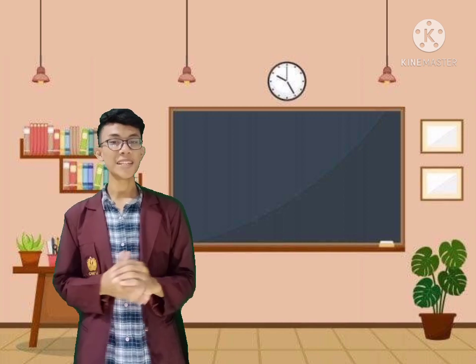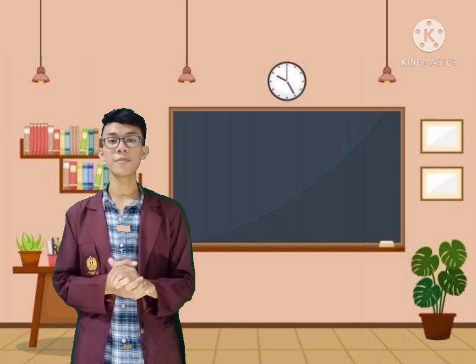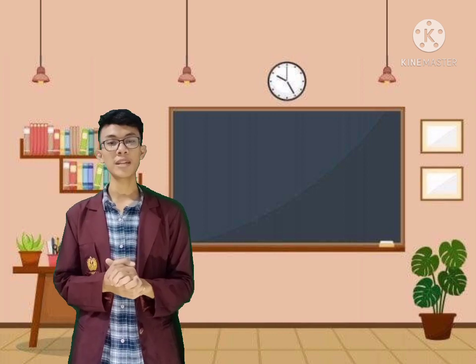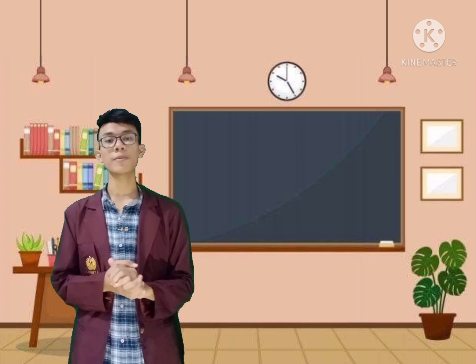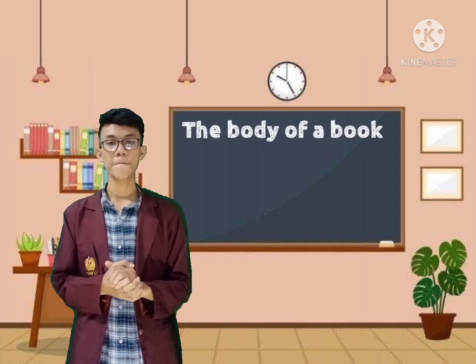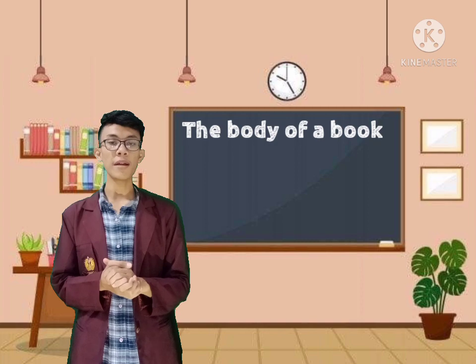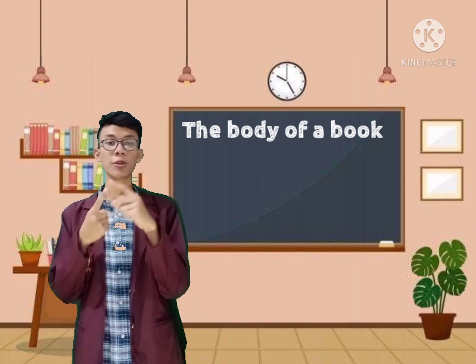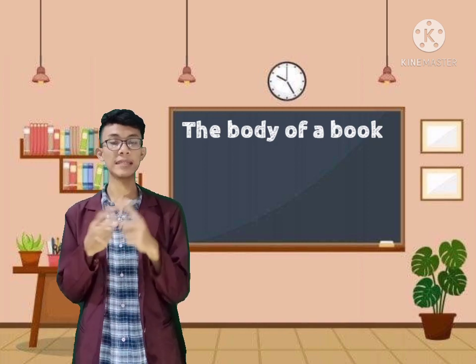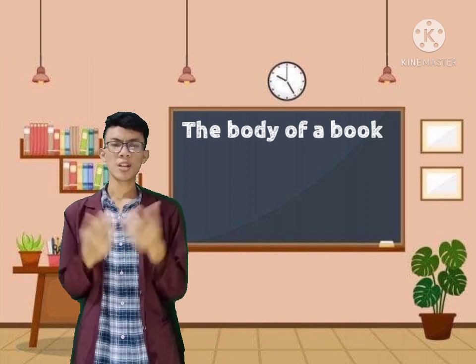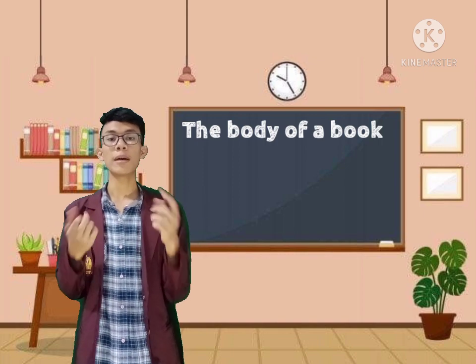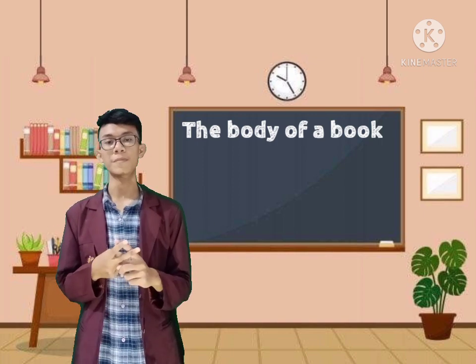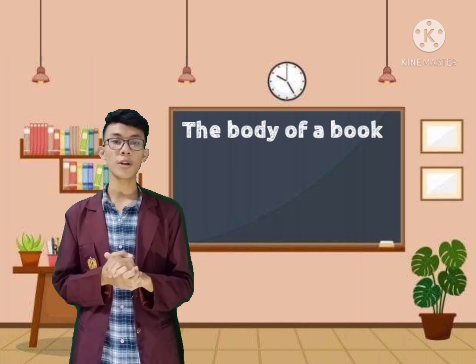Alright, after you learn the most common information that you can find on the cover and the body of a book, now we learn more specifically about the body of a book. The body of a book includes two parts. The first is front matter. The second one is back matter. So what are the differences between front matter and back matter? We can see the definition of front matter.